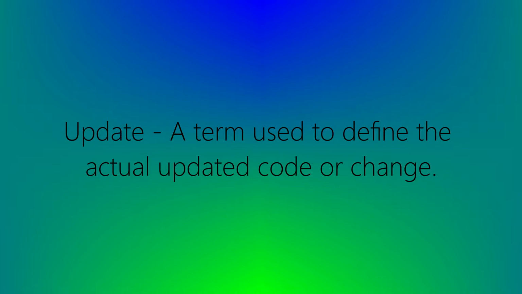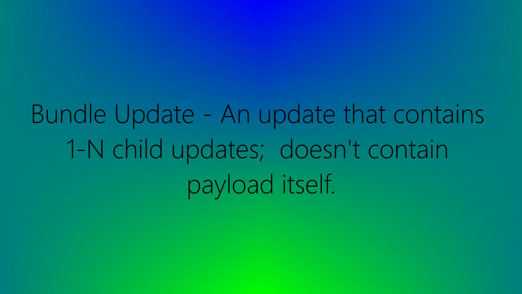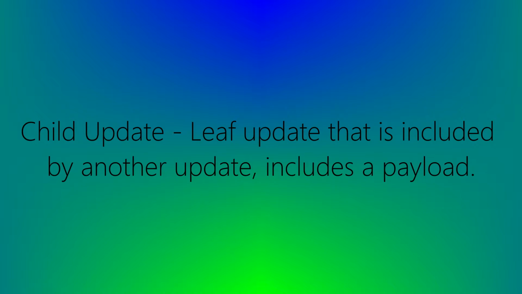Just so this makes sense, we'll be looking into a few words. There's quite a few to remember, so I'll break it down for you. An update is a term used to define the actual updated code or change. A bundle update is an update that contains one or more child updates, and it doesn't contain a payload in itself. A child update is a leaf update that is included by another update, and it includes a payload.